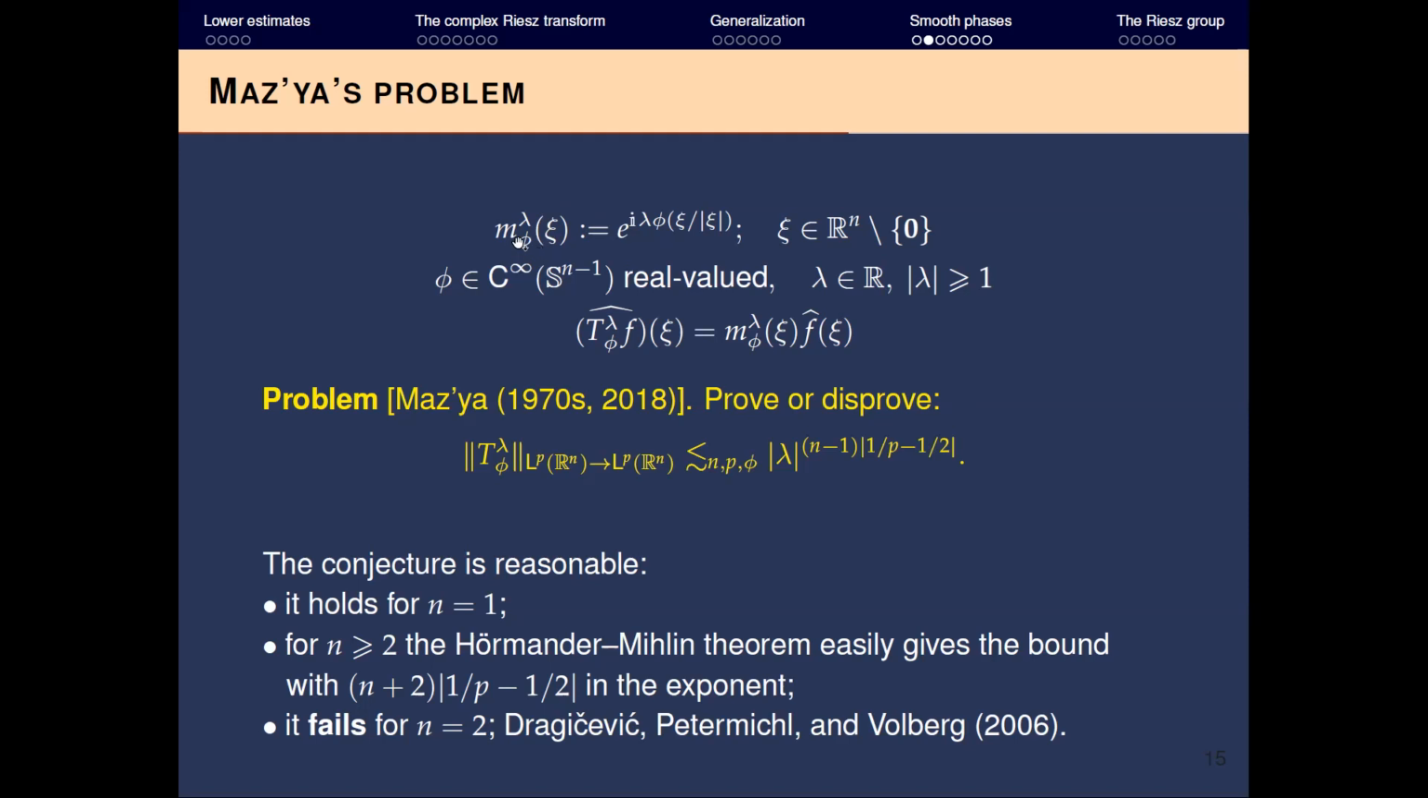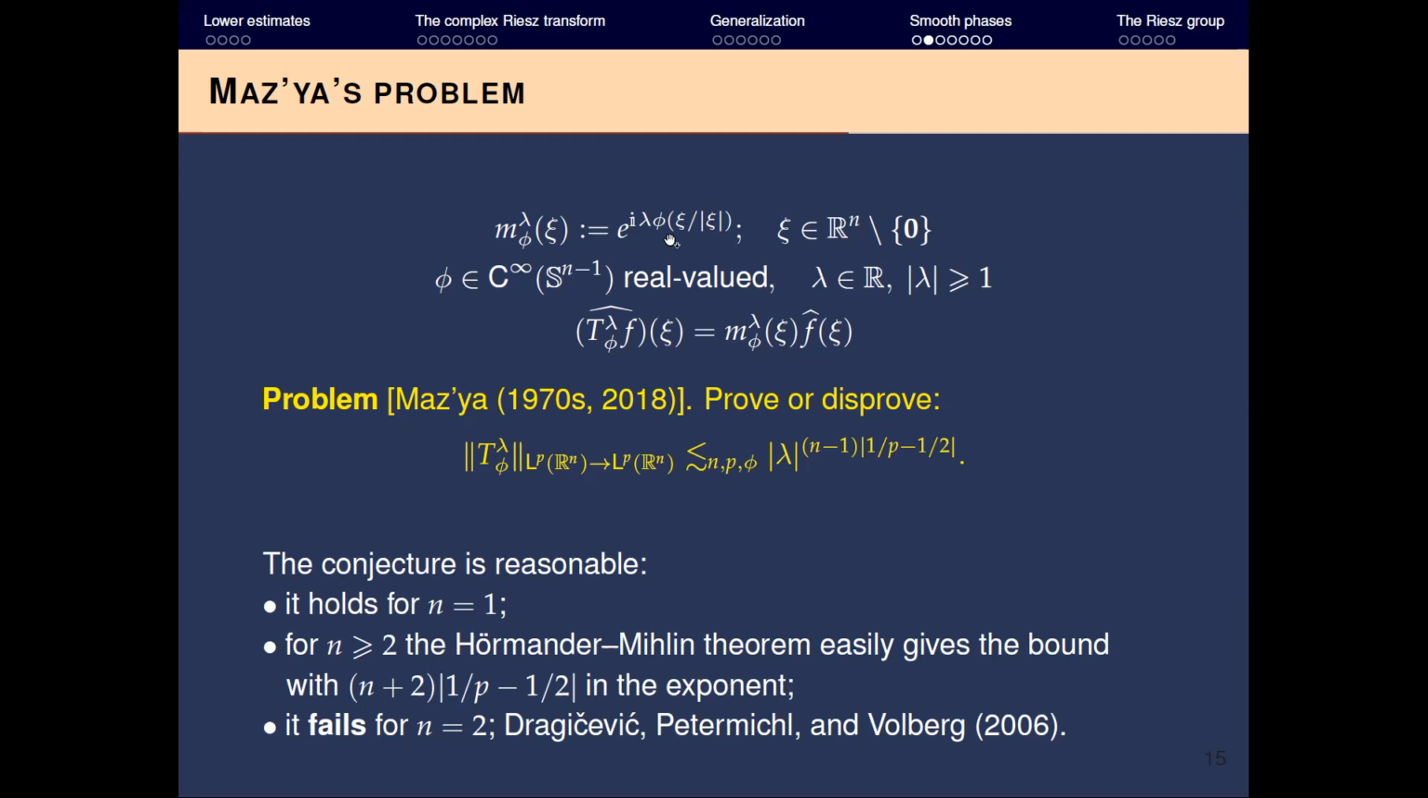The first application is concerned with symbols of this form. So these are just symbols of the form e to the i lambda, where lambda is some large real parameter, times a certain phase. And the phase is simply some smooth real valued function on a sphere. And just by definition, this symbol is again homogeneous, and clearly unimodular. But let me comment immediately that the complex Riesz transform does not belong here. The complex Riesz transform has a certain twist, but it's not of this form.